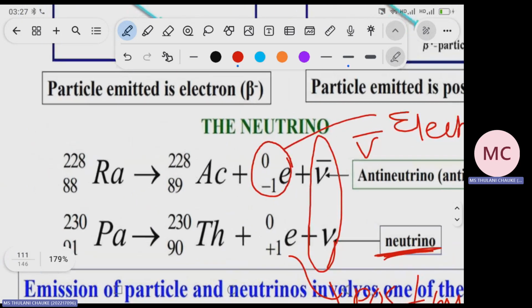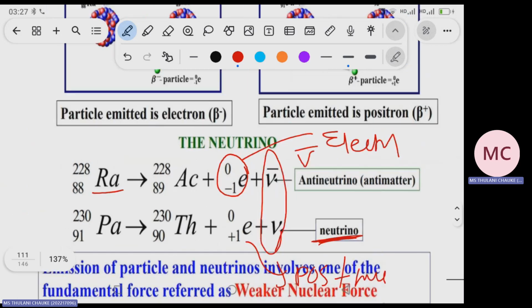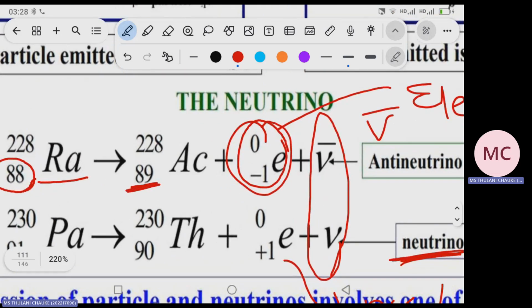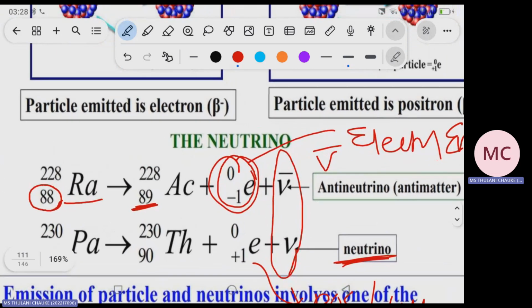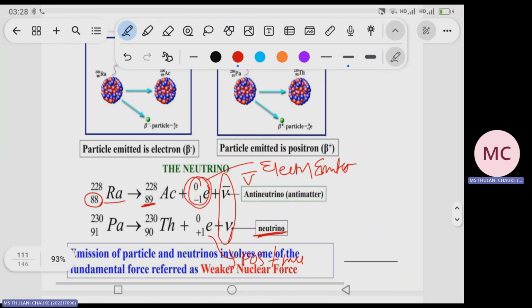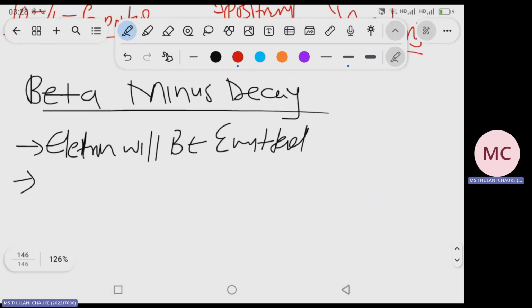So as you can see with this one, we're having radium and then an electron was emitted. So when an electron is emitted, it means that the number of protons will increase by 1. That's why here you are having 89. I think this one is a good example, but let me also write.